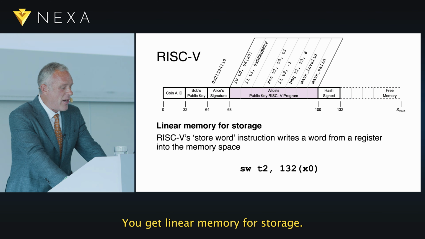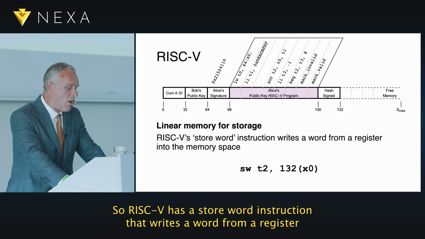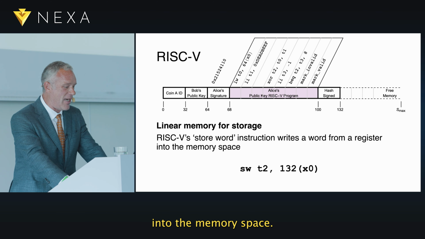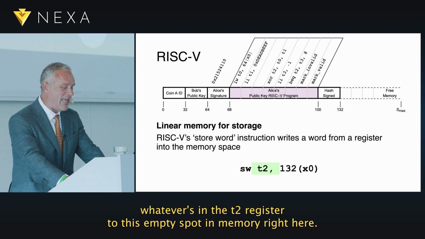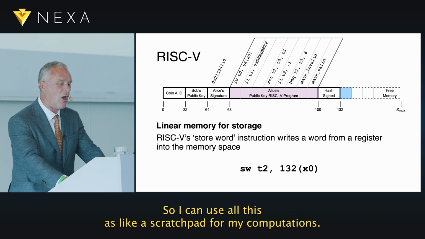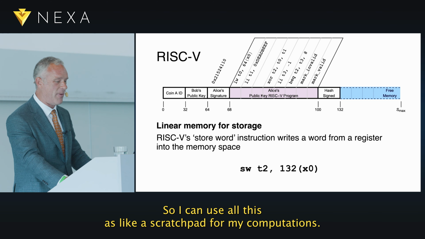You get linear memory for storage. RISC-V has a store word instruction that writes a word from a register into the memory space. So if I went store word T2, 132, that's going to store whatever's in the T2 register to this empty spot in memory right here. So I can use all this as like a scratch pad for my computations.